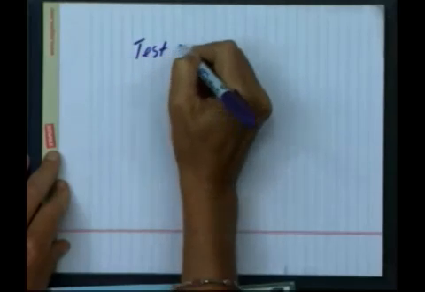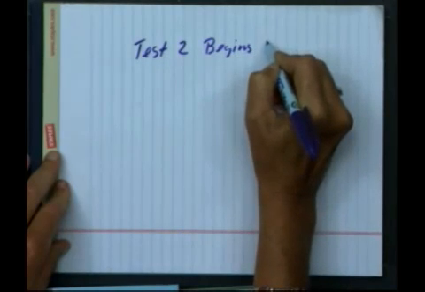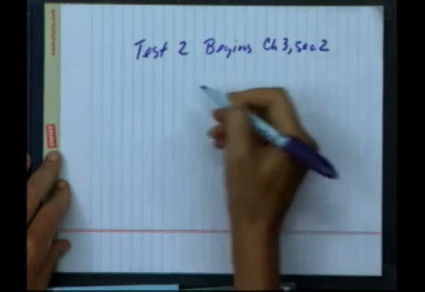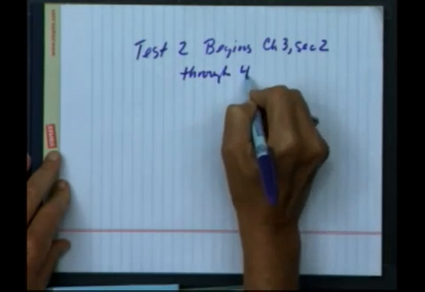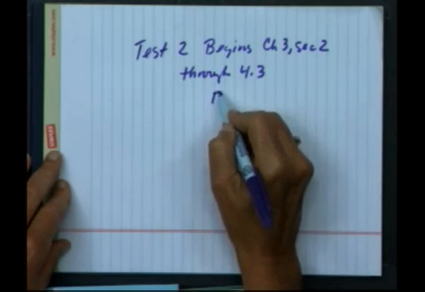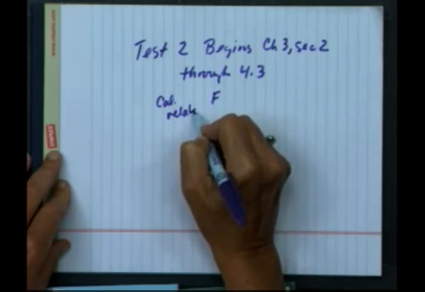Where does it start? 3-2? I actually forgot, that's why I was asking. Test 2 begins at chapter 4.3 section 2. Is that correct? And it goes through 4.3, and what else is in there? Bounds. Calculus factoring.